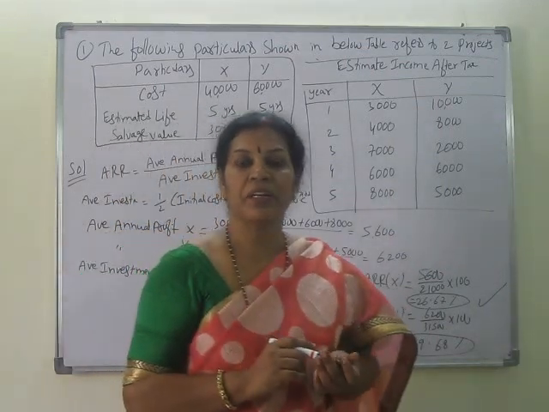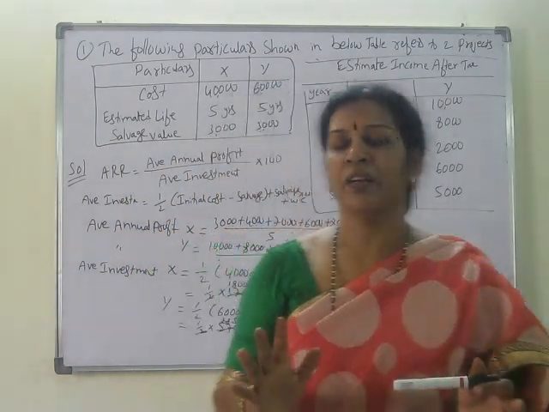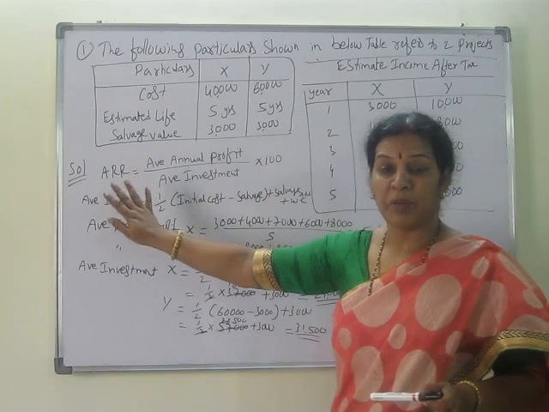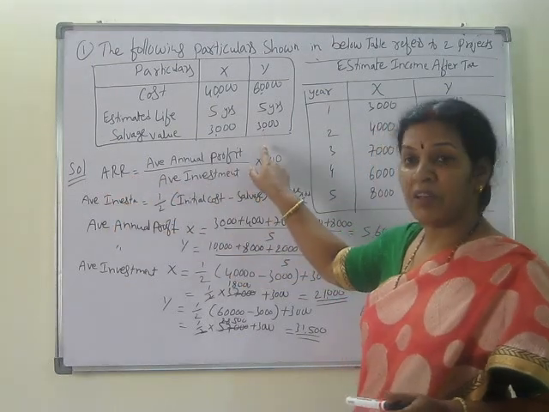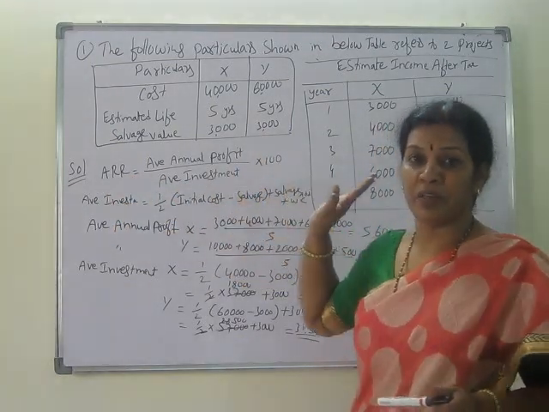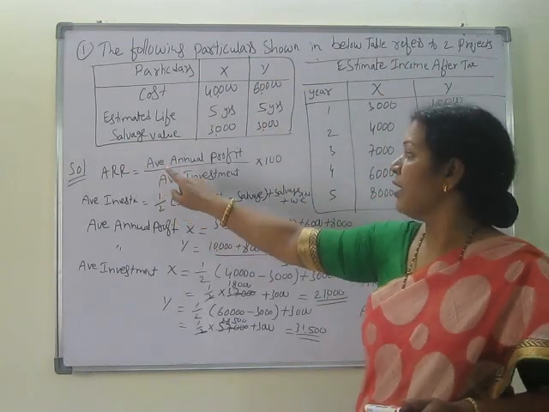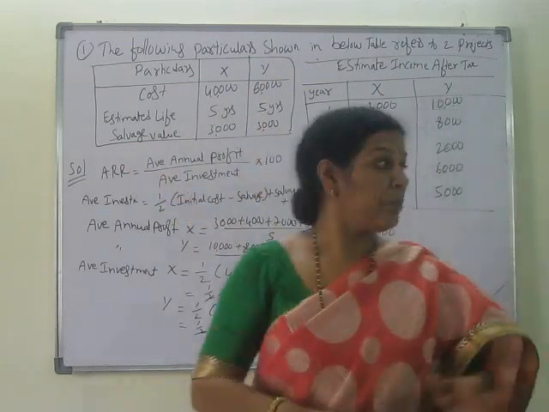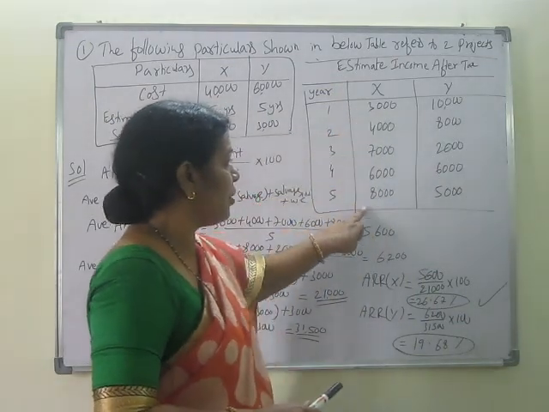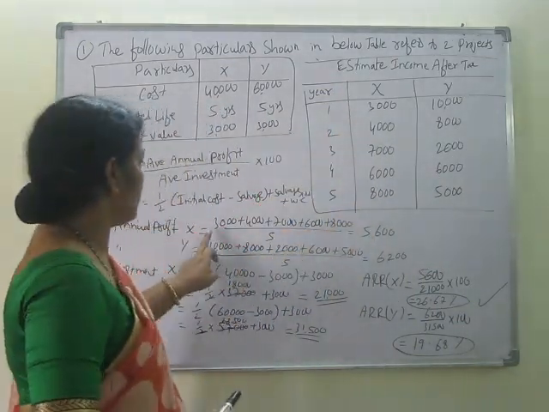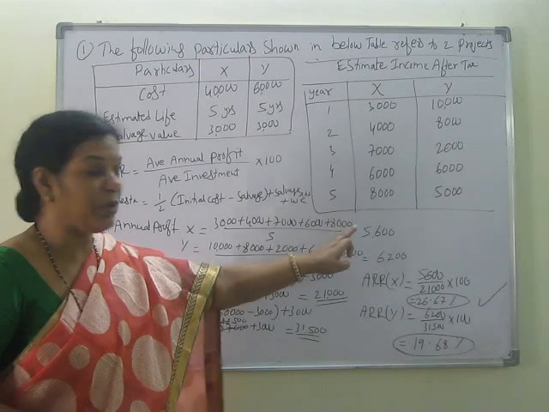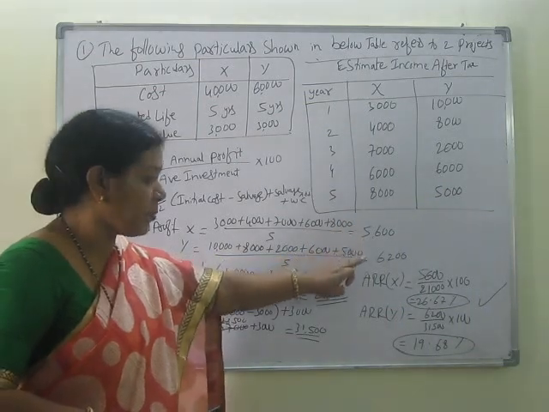So let me give you a recap of ARR. Simple thing. The only thing is that you have to remember the formula. ARR is equal to average annual profit by average investment into 100. According to the information given to us, we'll take this. Average annual profit means all this profit divided by 5. So all the profits divided by 5, we got for project X and project Y.